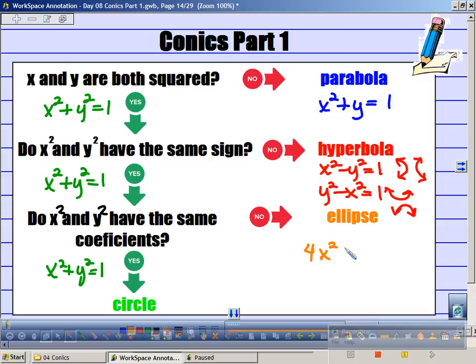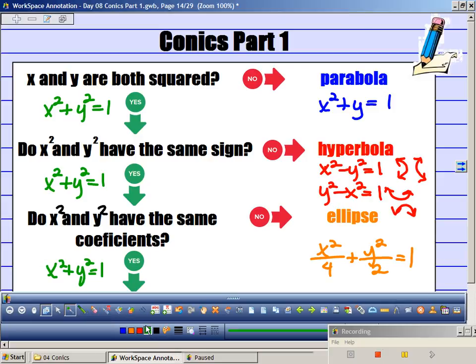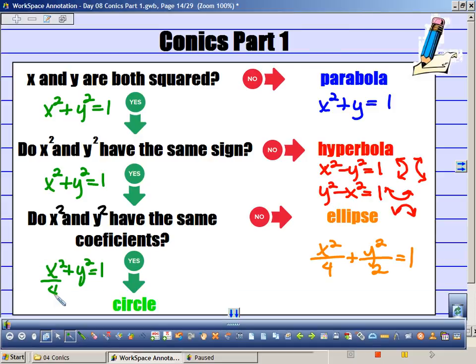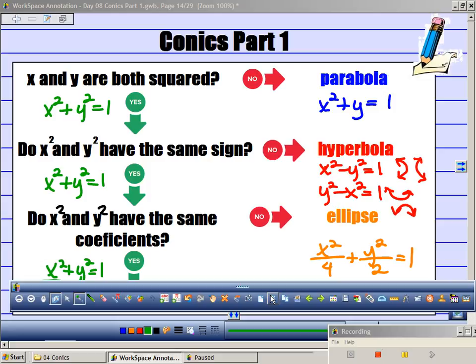And we'll get to this tomorrow. How about x squared over 4? I'll make the example like this for this one. If they were both 4, and we're going to talk about that right now, it would be a circle. But if they are different coefficients, it would be an ellipse.